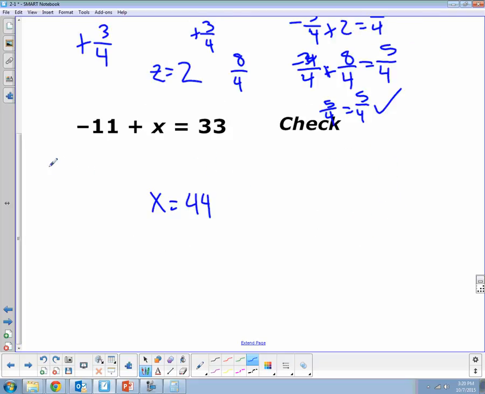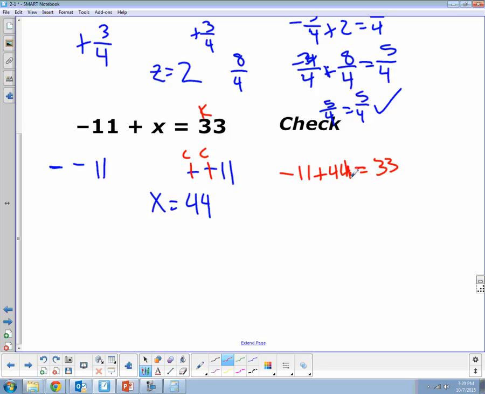I'll do the minus and negative for this one, because the opposite of plus is minus. So I subtract whatever number's over there. And if I do my keep, change, I've got 33 plus positive 11, which gives me 44. I plug that in, negative 11 plus 44. That should equal 33, hopefully.